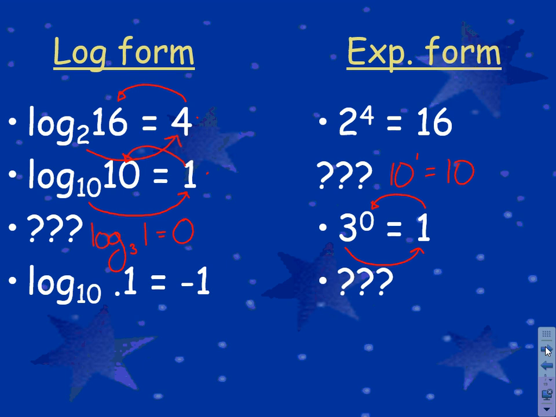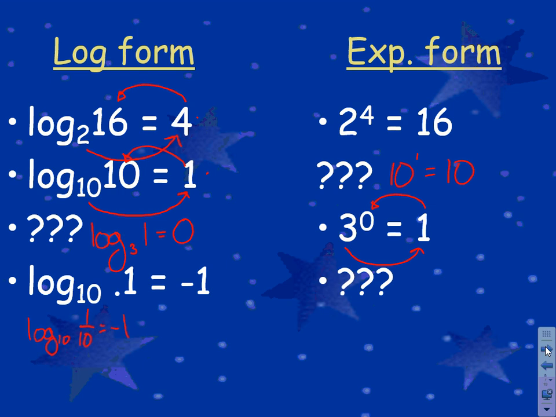Log base 10 of 0.1 is equal to -1. Well, what is 0.1? It's 1/10. So we could even write this as log base 10 of 1/10 is equal to -1. And some of us might see that a little bit better.